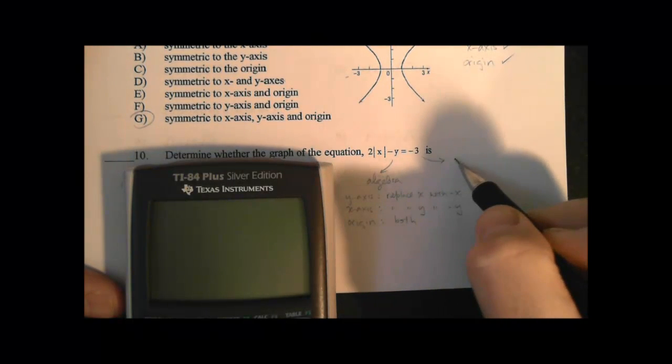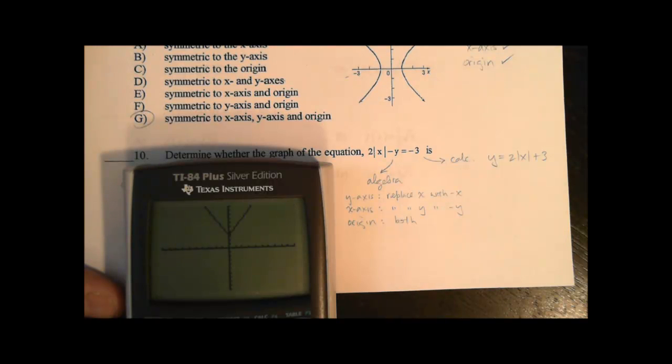And an alternate way of doing this is to take your calculator, and let's go ahead and put this in. Write it as y equals 2 absolute x plus 3. And I'm going to go ahead and type that in my calculator. Math, numeric, 2 absolute x plus 3.